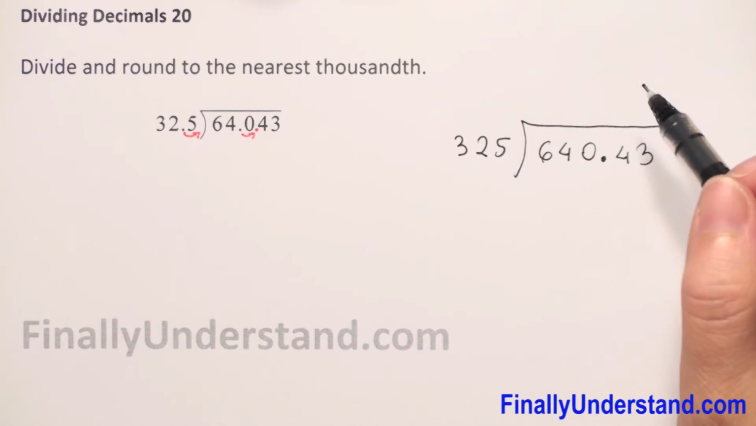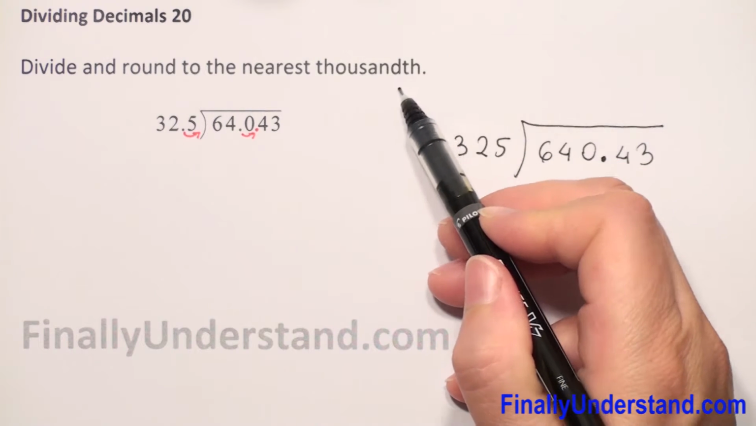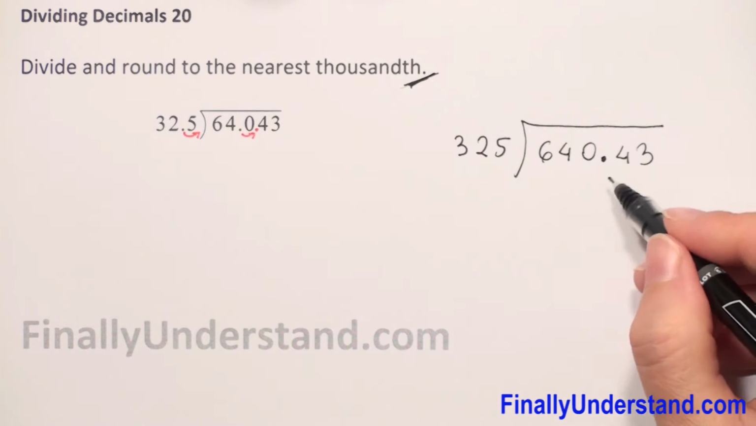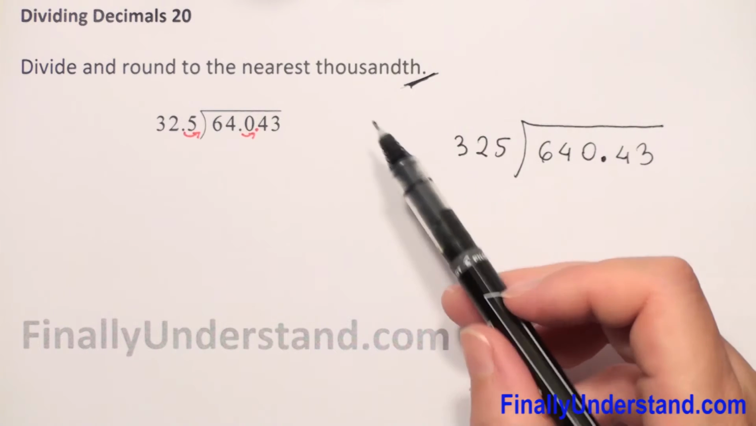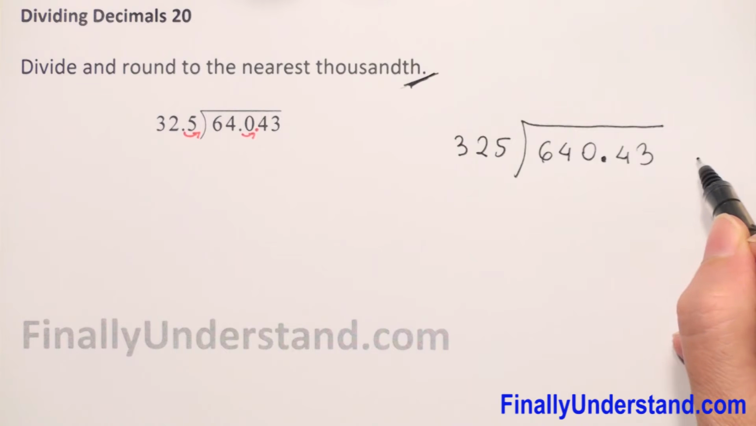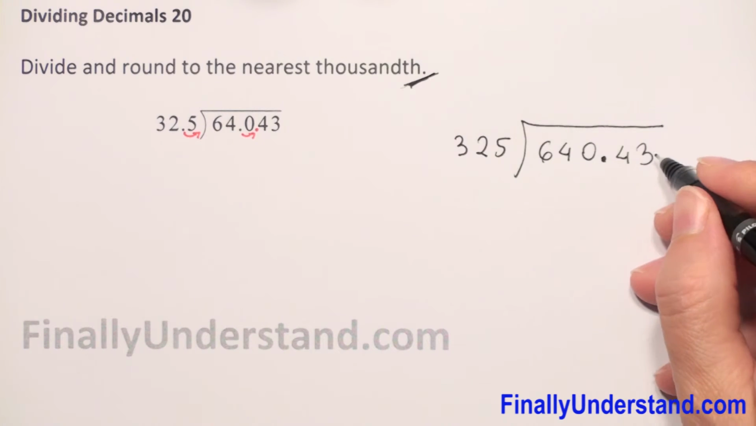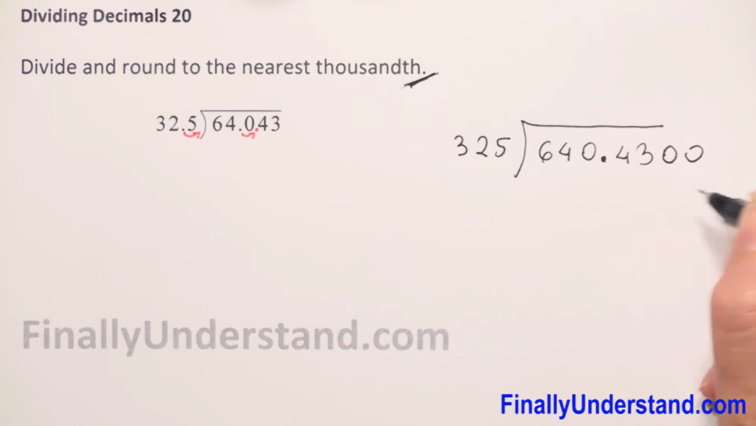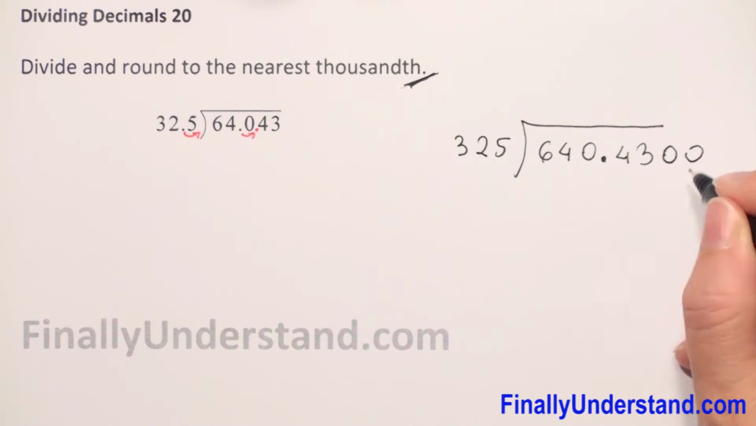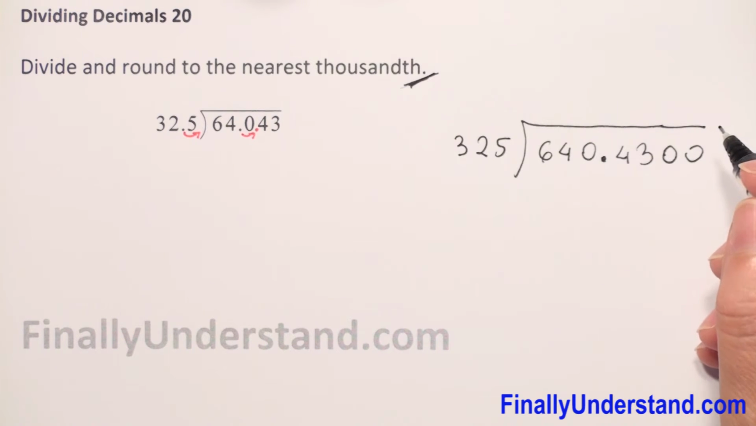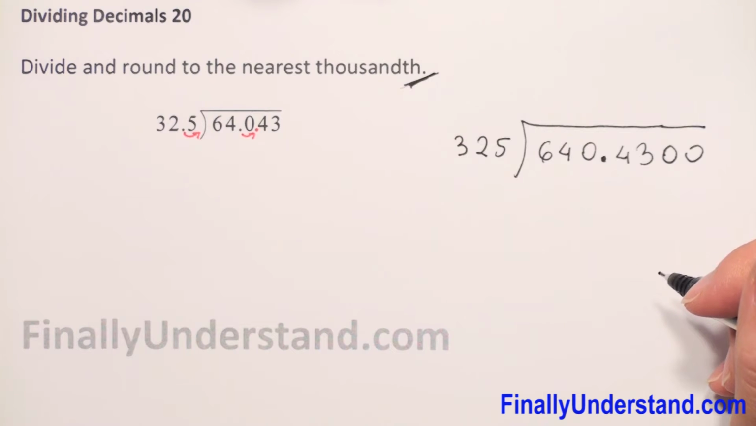What else? Because we need to round our solution to the nearest thousandth. What does it mean? We need 4 digits after the decimal point. Why 4? Because thousandth is 3 digits after the decimal point, and we need 1 extra digit to do the rounding. So I can always add zeros at the end after the decimal point because it doesn't change the value of our number. And now we can go to our division.